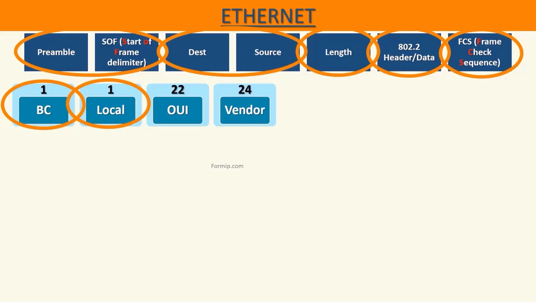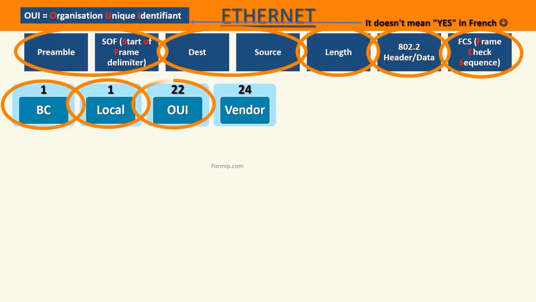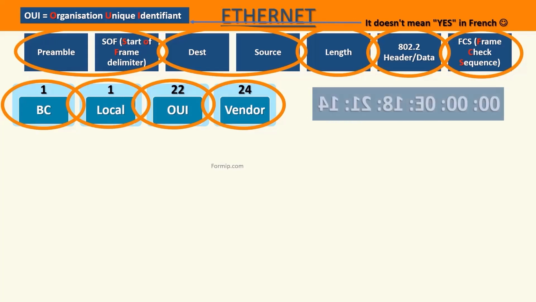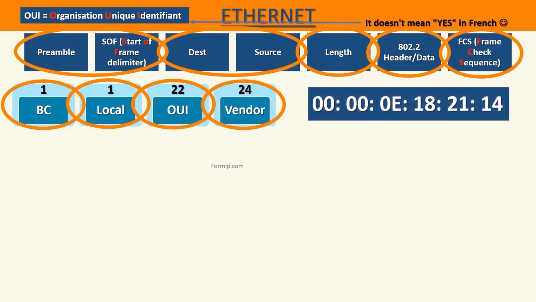If you make a change in this field, the impact will only be local, i.e. only on your network. The OUI field identifies the manufacturer among its competitors. And the last 24 bits are a value determined by the manufacturer to make this MAC address unique among all its network cards. The MAC address is written in hexadecimal. Here is an example of a MAC address.